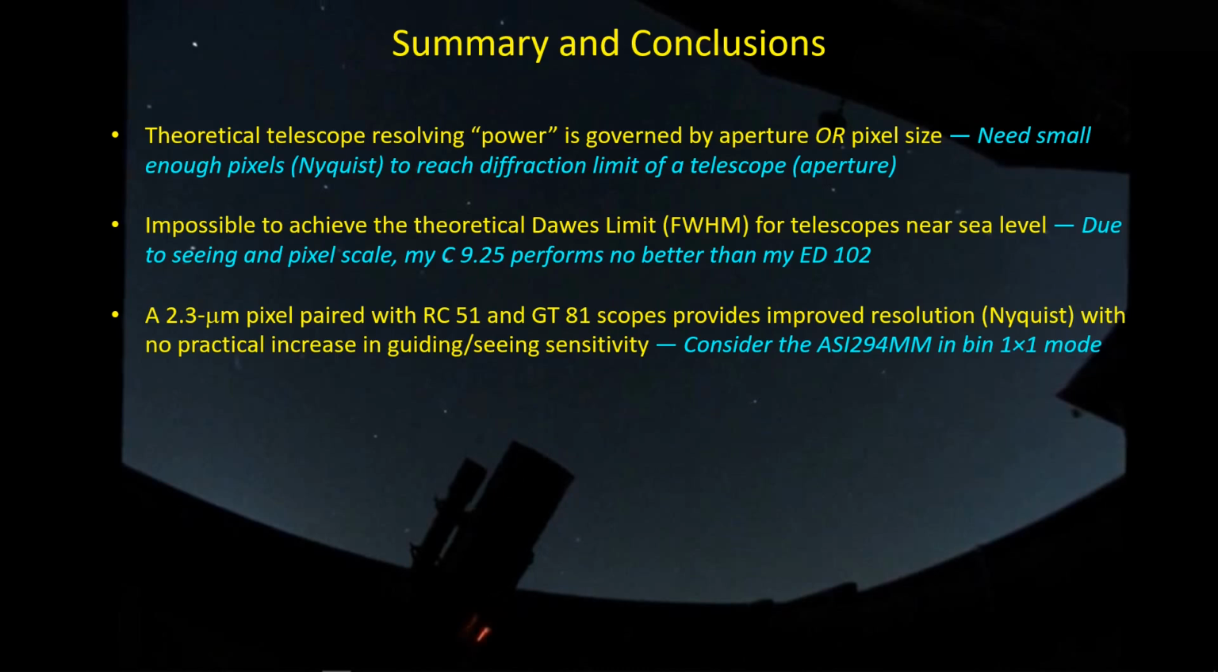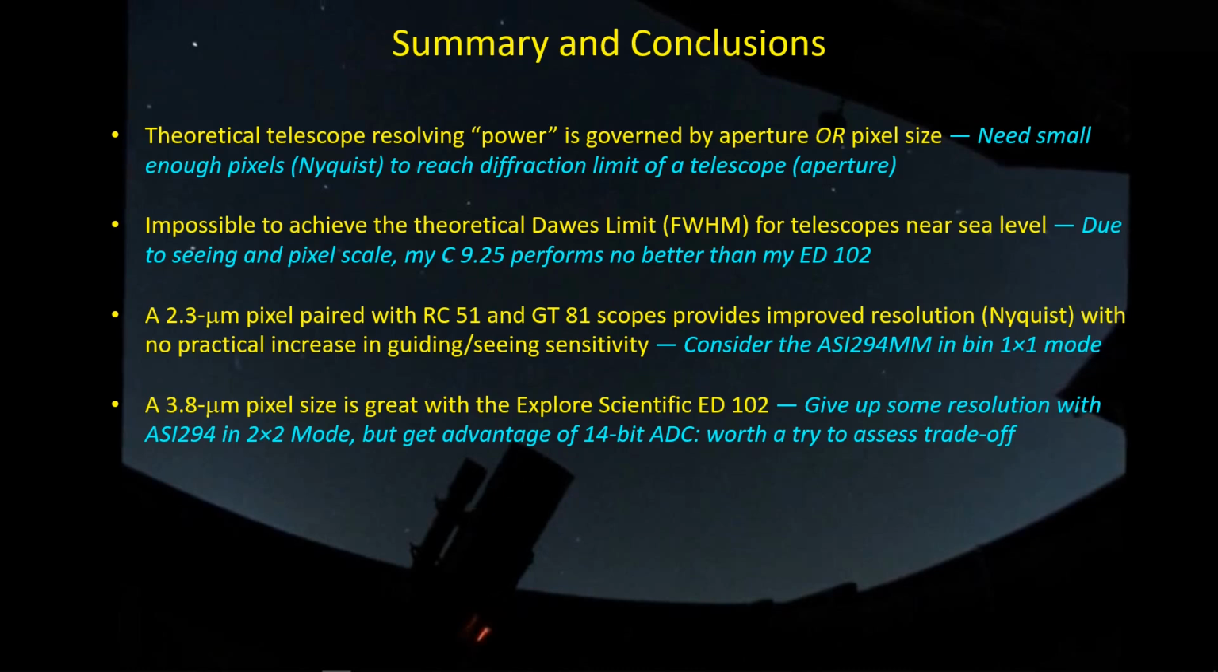Based on the analysis here and the actual performance of these telescopes, I'm seeing that a 2.3 micron pixel offered by the ASI 294 when paired with the Redcat 51 and GT81 scopes will provide improved resolution with no real increase in guiding and seeing sensitivity. It turns out that the 3.8 micron pixel size is just about perfect for the Explore Scientific ED102. I could give up some of the resolution by using the ASI 294 in bin 2 mode and get the advantage of the 14-bit ADC, so I would have better tonal resolution at the cost perhaps of a little bit of spatial resolution. I think that's worth trying just to see what the trade-off is.